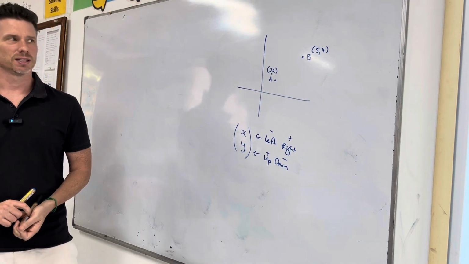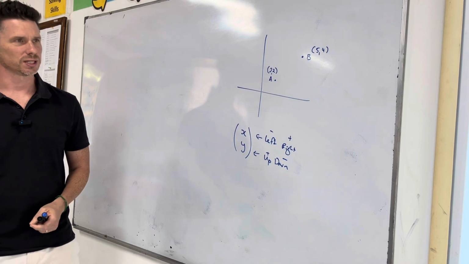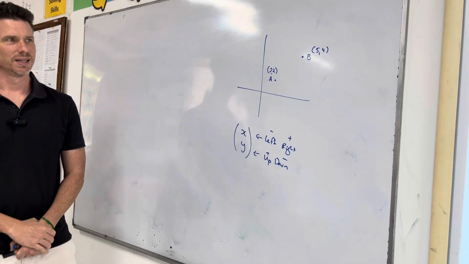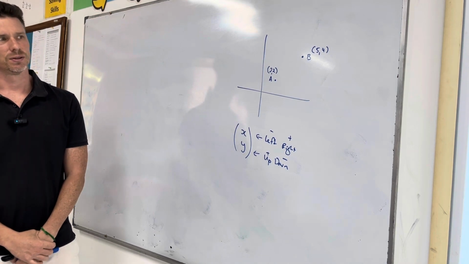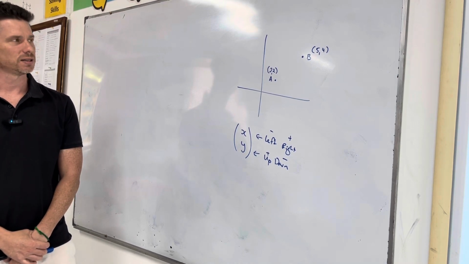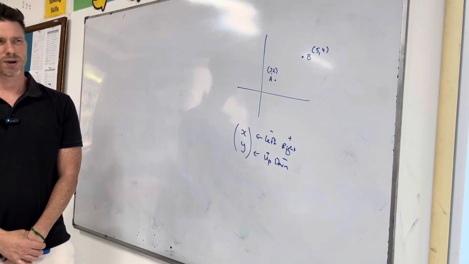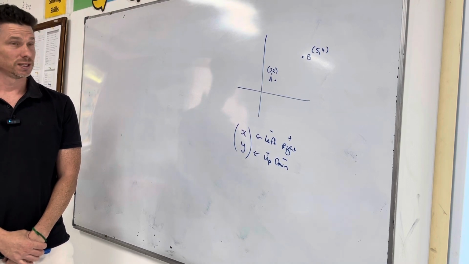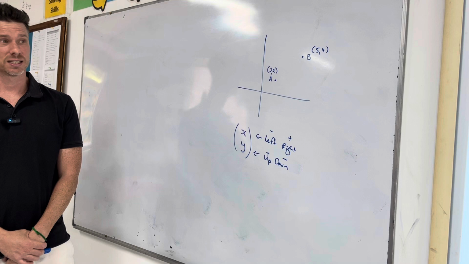A vector is something called a... it has both a magnitude and a direction. So it has a kind of distance and a direction.